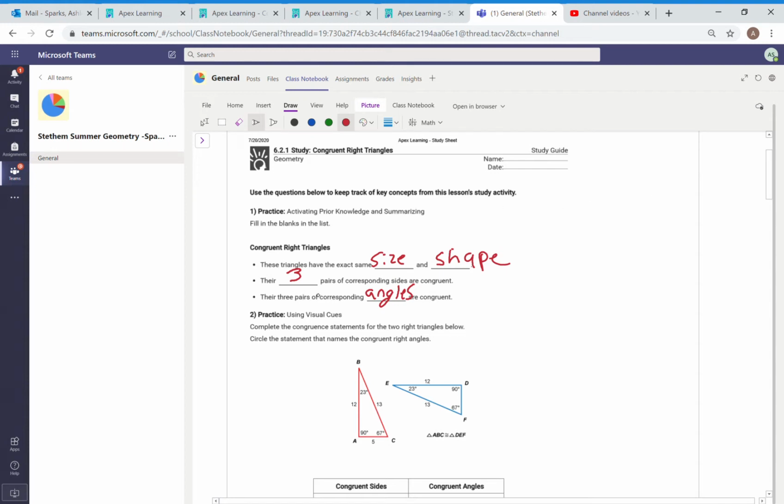Their three pairs of corresponding sides are congruent, so you see the 12 matches with the 12, with the 13, 13, 5, and I guess I should have a 5 over there. And their three pairs of angles also correspond, so you have the 23, the 67, 67, and then the 90s match.